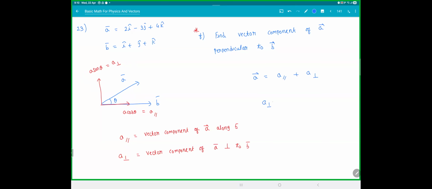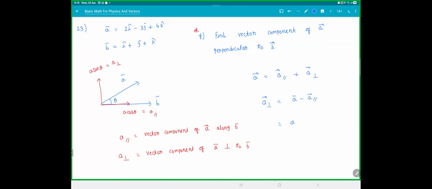So what is A perpendicular vector? A perpendicular vector is simply A bar minus A parallel vector. Meaning from the full vector, if you remove the horizontal component, then what will be remaining? The perpendicular. Is that logic making sense? The total vector has two parts, a parallel vector and a perpendicular vector, and you already know how to calculate the parallel vector. If you remove the parallel vector from the whole vector, what's remaining must be the perpendicular vector.